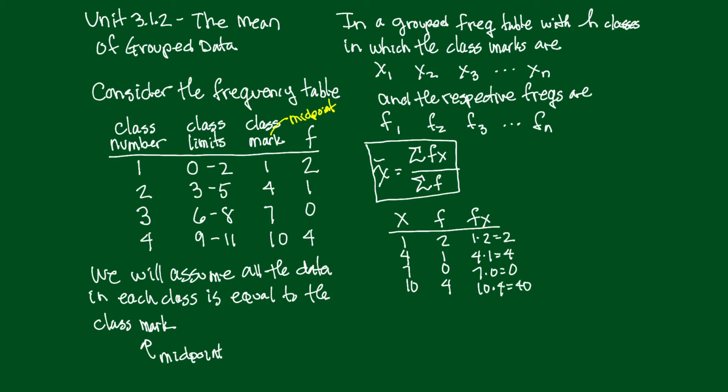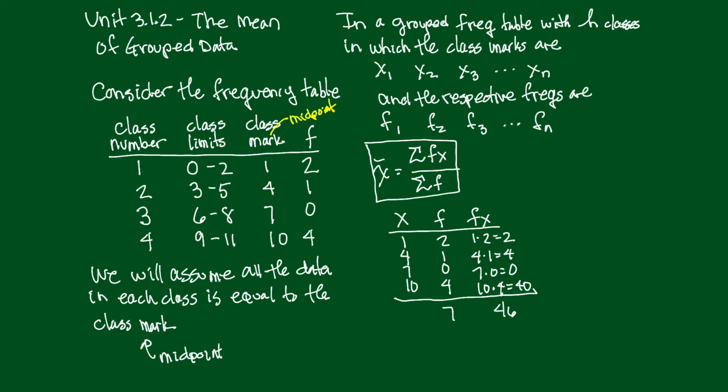All right, now the formula says to add them up. So I'm going to draw a line down here at the bottom. What's the formula say? Add these up. What do we get? 2 and 4 is 6, and 40 makes 46. I got a 46. And then in the bottom of the formula, it says add up the frequencies. If I add up the frequencies, I've got 2 pieces of data, then 1 more, and then 4. We've got 7 pieces of data altogether.